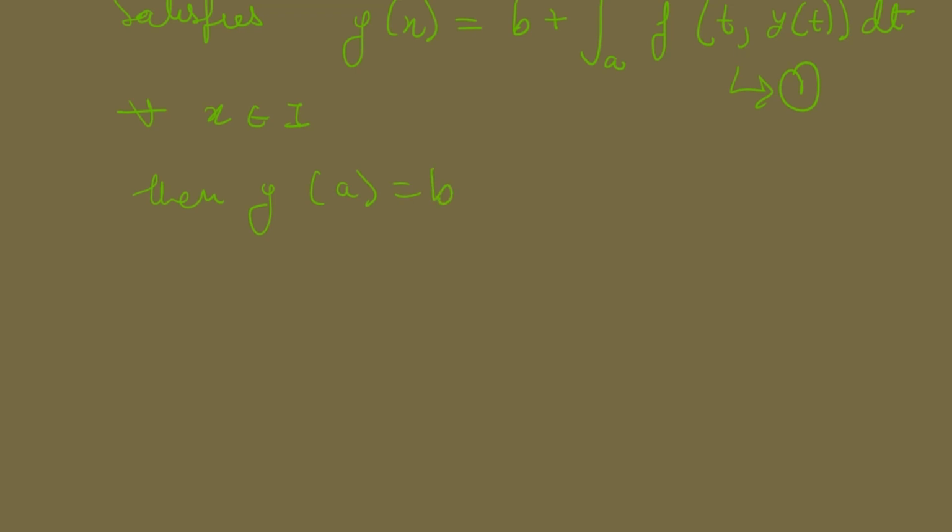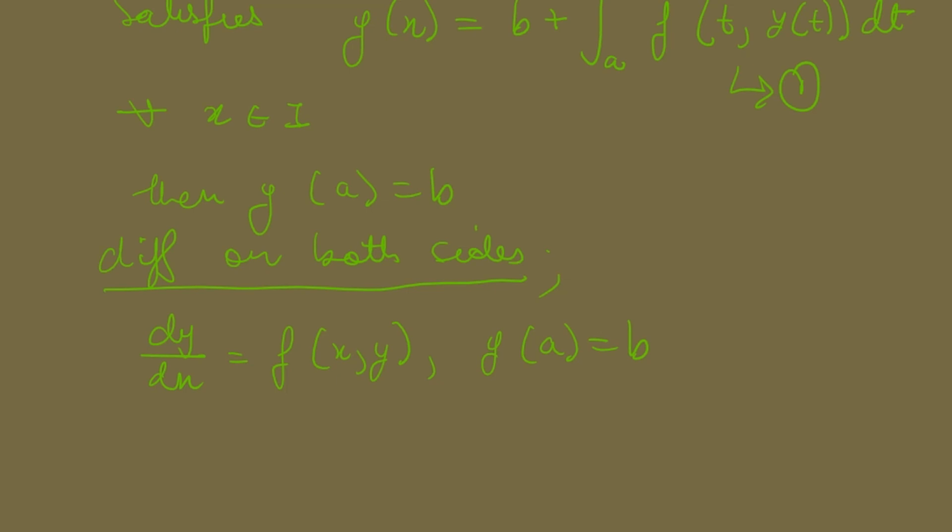That means by differentiating on both sides, you will get dy by dx is equal to f of x comma y, and of course y of a will be equal to b.